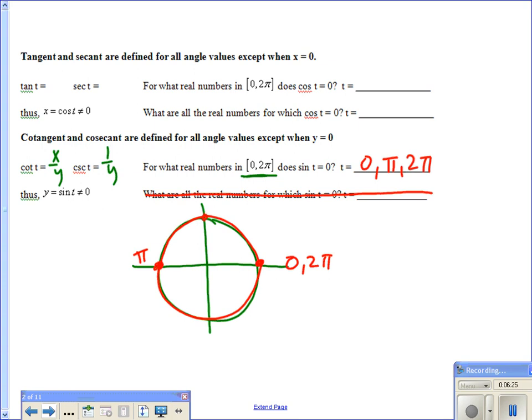And if I wanted to do tangent and secant, so this is y over x, and this one is 1 over x, so that means that x can't be 0 or cosine can't be 0. So now we need to figure out where is the cosine 0. So the cosine is 0 here at pi over 2 and down here at 3 pi over 2. And again, those values are from our unit circle. So my solution would be pi over 2 and 3 pi over 2. And we're going to skip this one for right now.